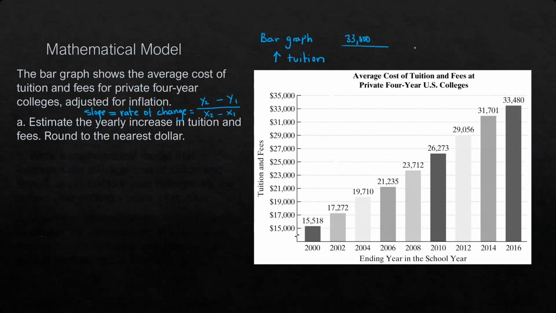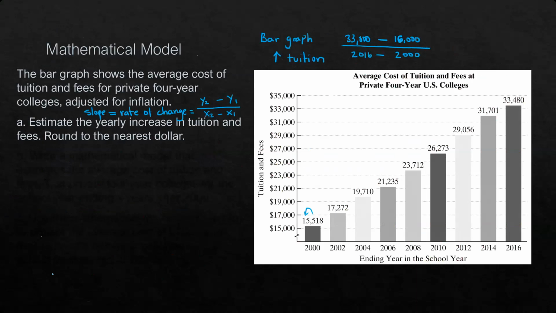So I'm going to say 33,000 minus 15,000, or maybe I should say 16,000. That wasn't a good rounding technique. Okay, here we go, 16,000. And here we have 2016 minus 2000.